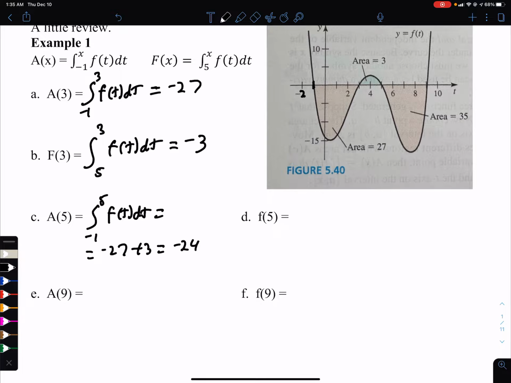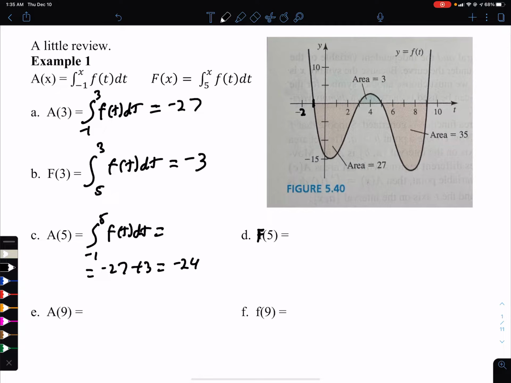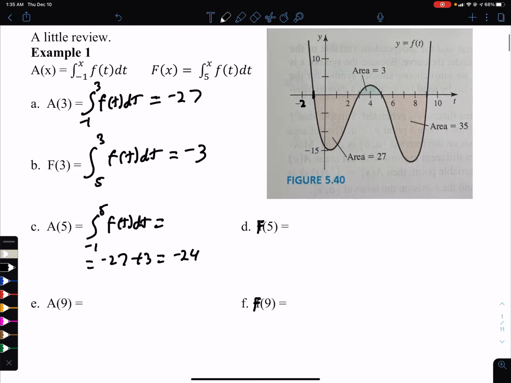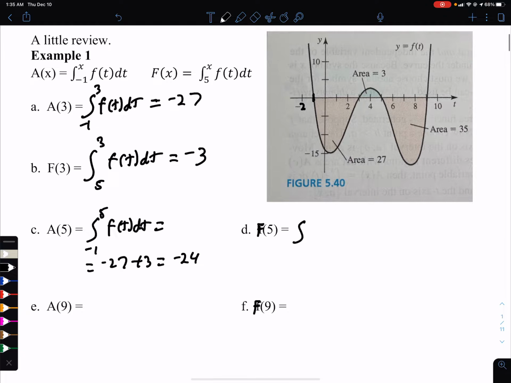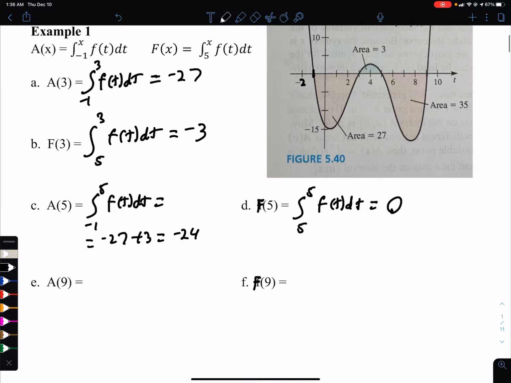All right, F, that should be a capital F. I don't know what happened. F of 5 is going to be the integral from 5 to x, but our x is 5, so that's going to be 5 of our function. But the area from 5 to 5 clearly is 0 because you're starting and ending at the same place.